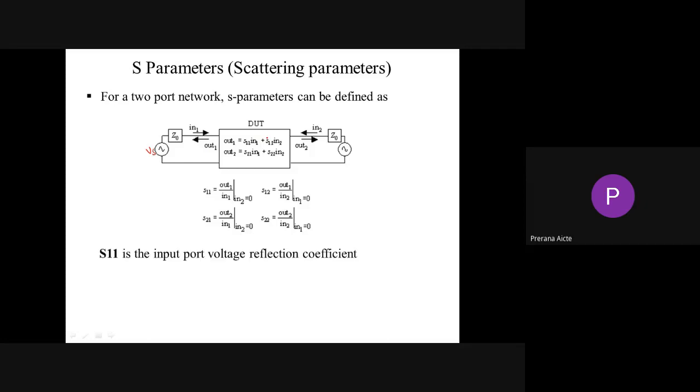Now, S11 is output 1 divided by input 1, both at port 1. So this is the input port voltage reflection coefficient. S12 is output 1 divided by input 2. Generally, output 2 divided by input 2 is the forward, but here it is the reverse process, output 1 divided by input 2. So that is the reverse voltage gain.